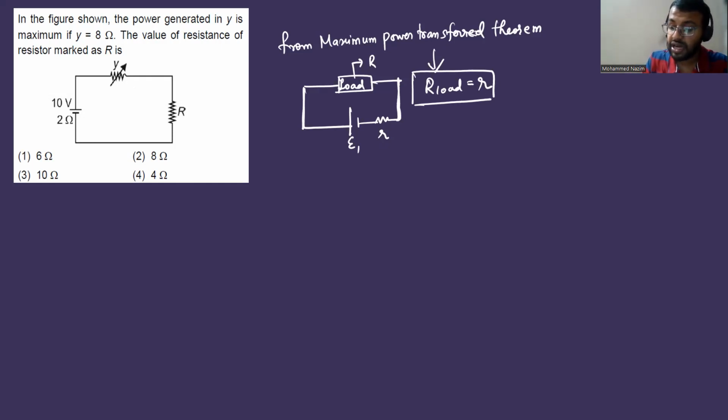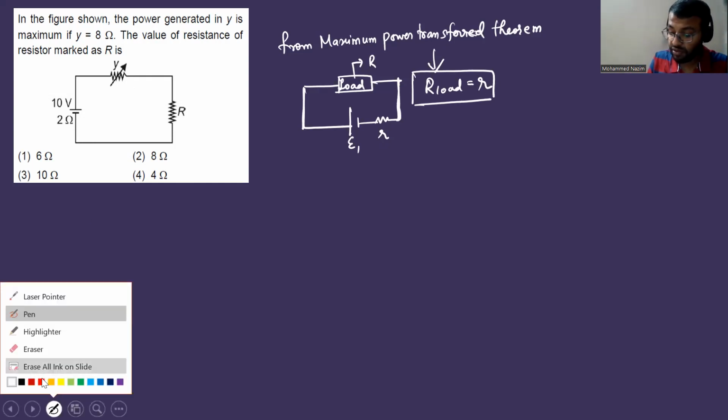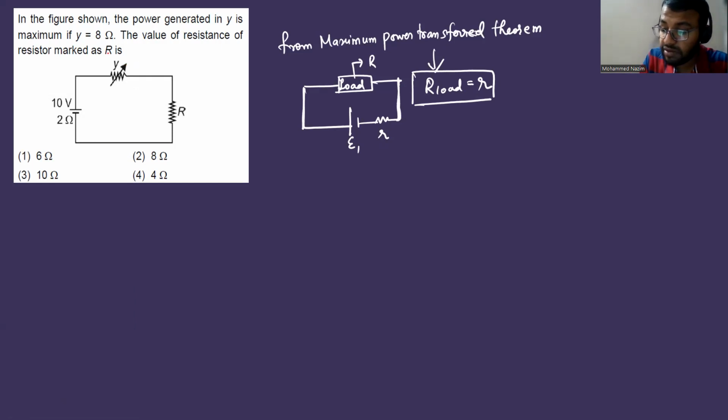Here you have to be very careful. The load is the resistor Y, and the power generated in Y is maximum if Y is 8 ohm. That means this is the load, and this load resistance should be equal to the internal resistance. So this 2 ohm and this R, you can consider as a single resistor, isn't it? Because both are in series, the equivalent resistance of this 2 and R is going to be 2 plus R.